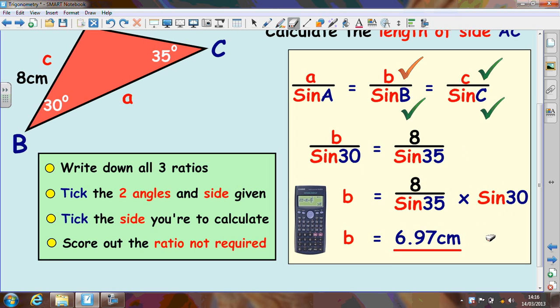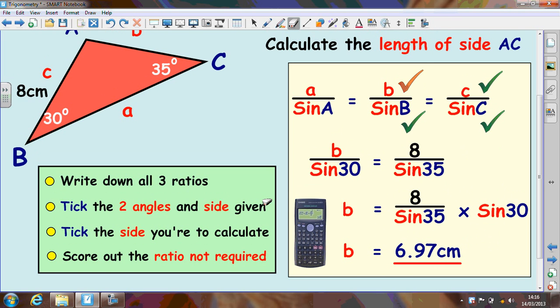6.97 centimetres. I always double check and look back and see if this makes sense. Okay, that's 8 centimetres, 6.97 seems okay. If that turned out to be 0.1 centimetres, that doesn't even look like 0.1 if that's 8, so maybe you'd know you'd done something wrong. So it says here, write down all three ratios, tick the two angles and side given, tick the side you've got to calculate, so you should have 4 ticks on there, and score out the ratio not required, we don't need that.